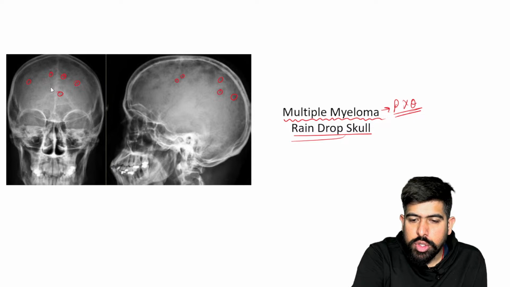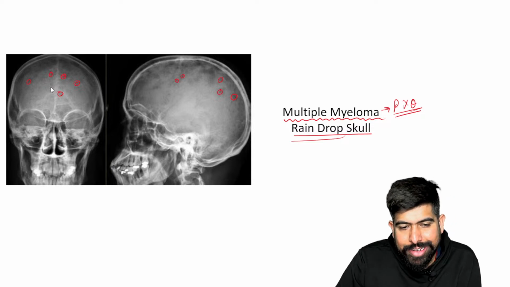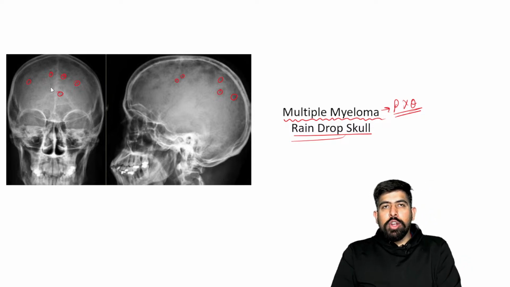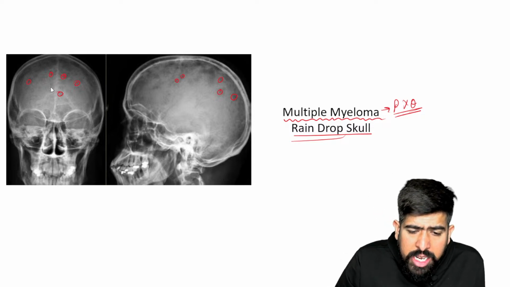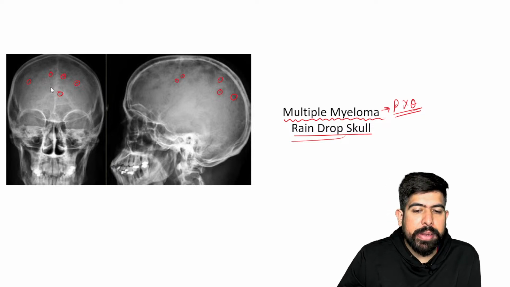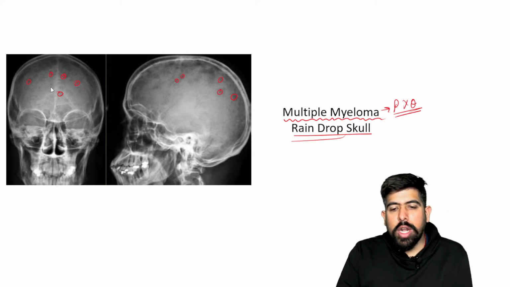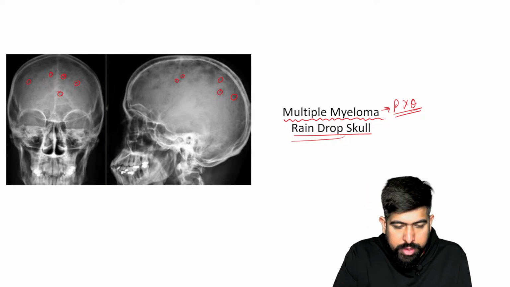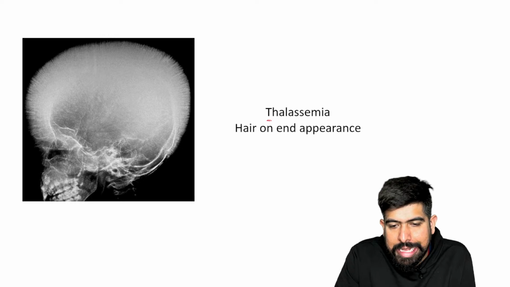Is it clear? So don't be confused: the raindrop sign and the punched-out lesions are seen in multiple myeloma, whereas the salt and pepper appearance is seen in hyperparathyroidism. Now moving forward to the next, which is thalassemia.